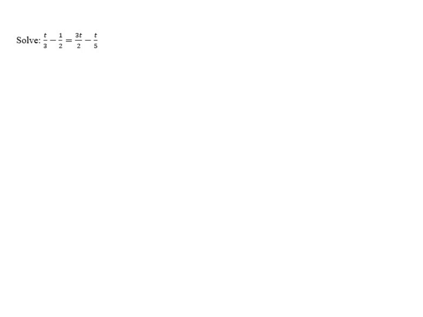Solve t over 3 minus 1/2 equals 3t over 2 minus t over 5. This is another example of a problem that has fractions in the equation that we're trying to solve. So again, we need to multiply by the LCD to get rid of all of these fractions.